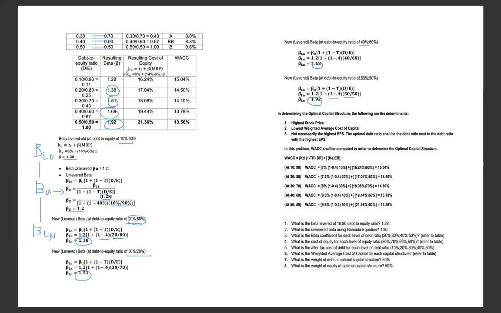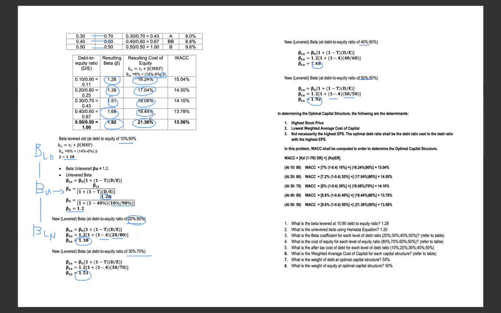So once you have plotted these beta levered values, apply them to the formula for the cost of equity computation. So RFR, that is 6%. MRP, that is 14 minus 6%. That is your market risk premium, the difference between the market rate and the risk-free rate. Then the beta that we computed separately, you multiply it by the 8% MRP. Then add the 6 to get 16.24, 17.04, 18.08, 19.44, and 21.36% cost of equity.